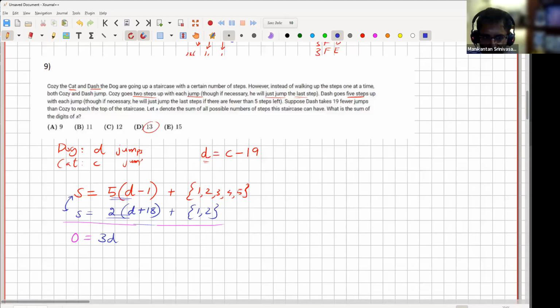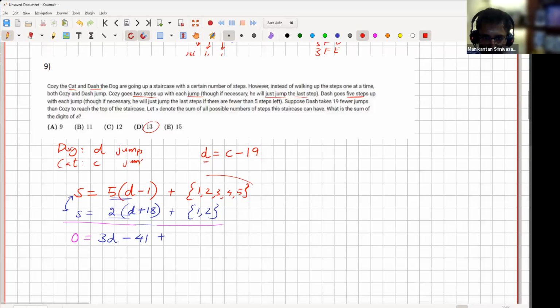Negative 5 and negative 36. Negative 5 minus positive 36, which is negative 41. Okay. Now here comes a bit of a challenge, right? Plus, okay, so I'll just call this group A, right? And this group B or something.